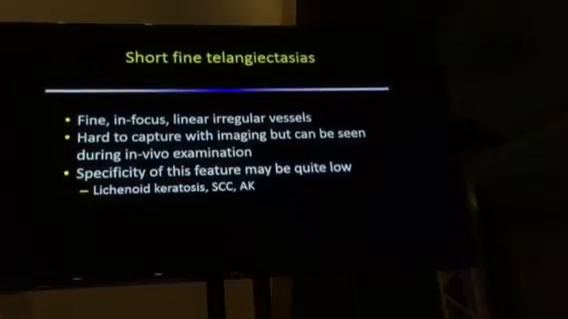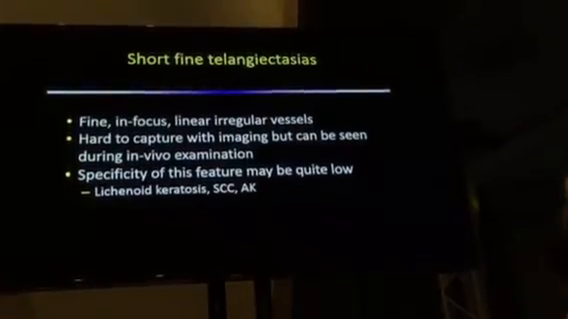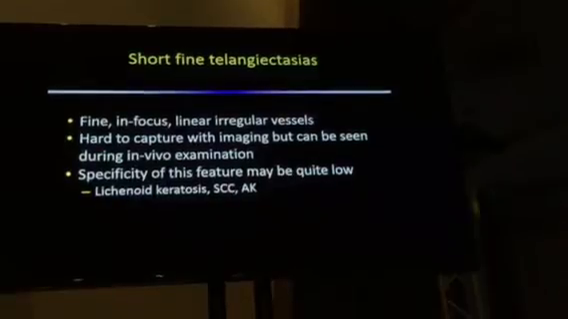You can see this in many other types of lesions. In my practice, I see this most frequently in amelanotic lichenoid keratosis. So here are a few examples that I'm able to provide. So, a pink lesion, very fine, short vessels. Other lesions, very short, irregular, serpentine vessels.